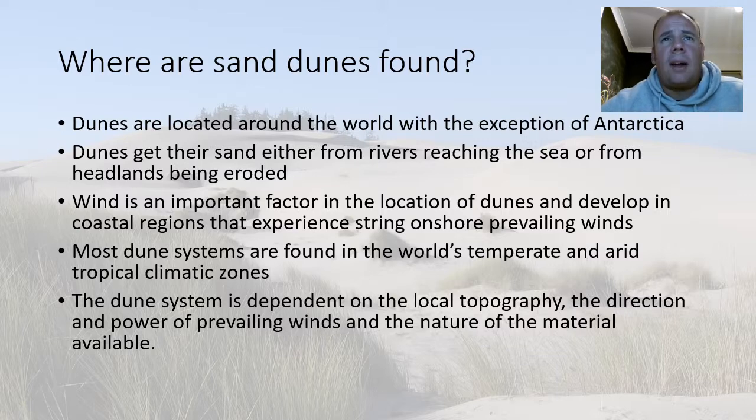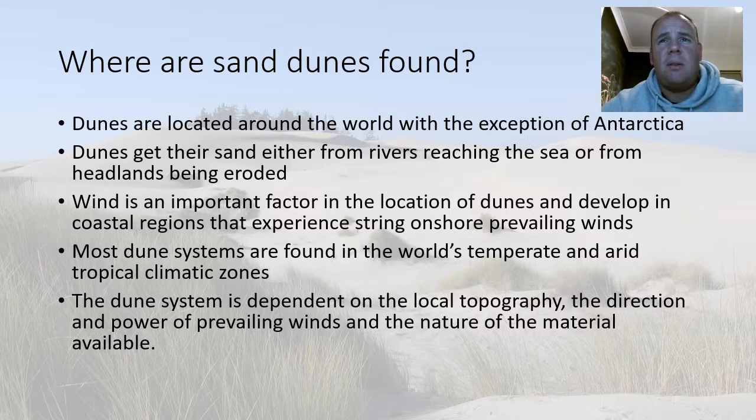Wind is an important factor in the location of the dunes, and dunes develop in coastal regions that experience strong onshore prevailing winds. Onshore means that wind comes from the sea onto the shore, and prevailing means that it generally happens over long periods of time through the year. Most dune systems are found in the world's temperate and arid tropical climate zones. We need that drying, hence why they're not found on every single continent.